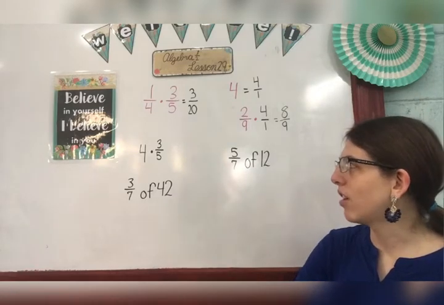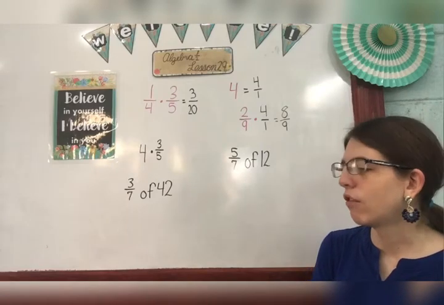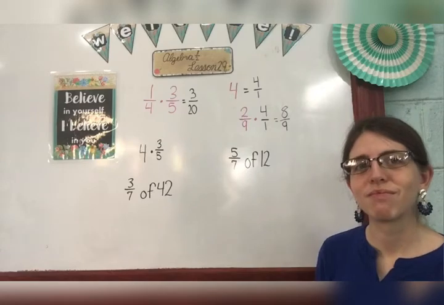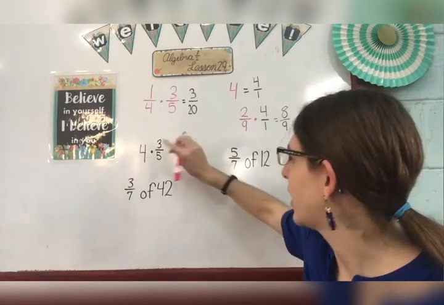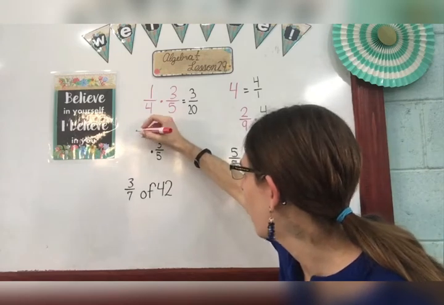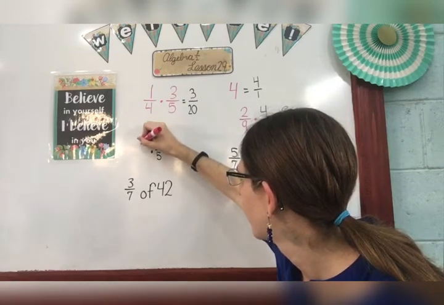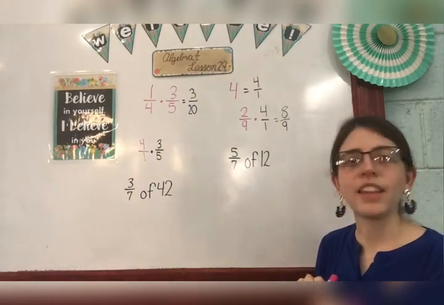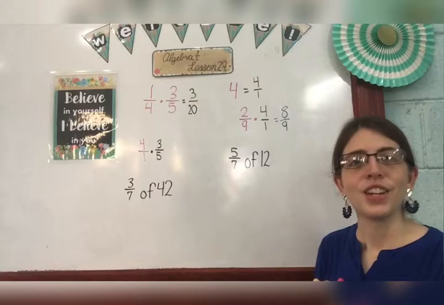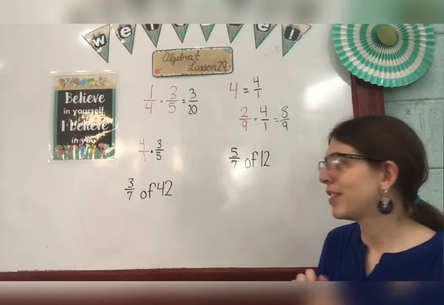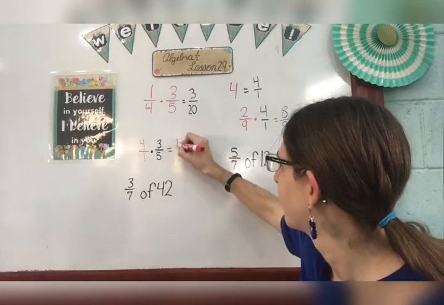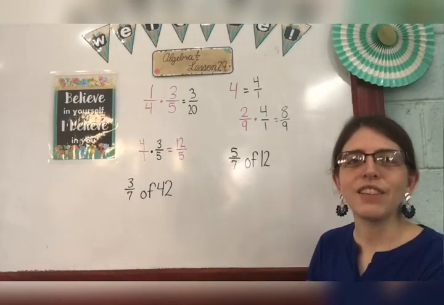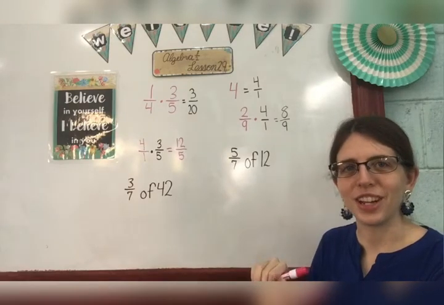I have 4 times 3/5. So what do I have to do? Well, I change that 4 into a 4 over 1. I change it into a fraction. Is there anything that can cancel? Nope, so now I just multiply. 4 times 3 is 12. And 5 times 1 is 5. And it's fine to leave that as an improper fraction. You don't need to change it.